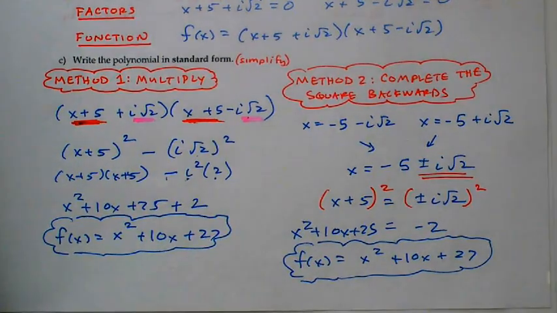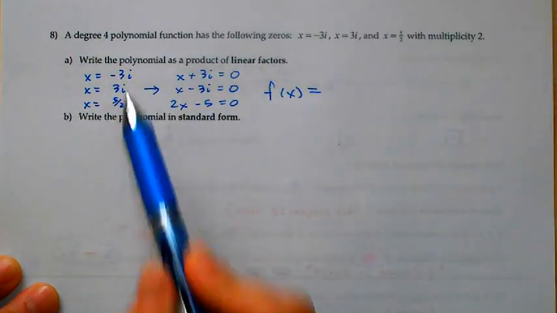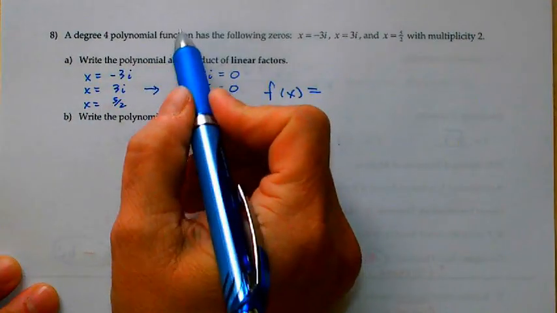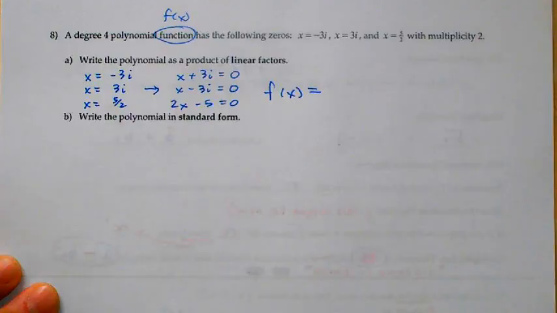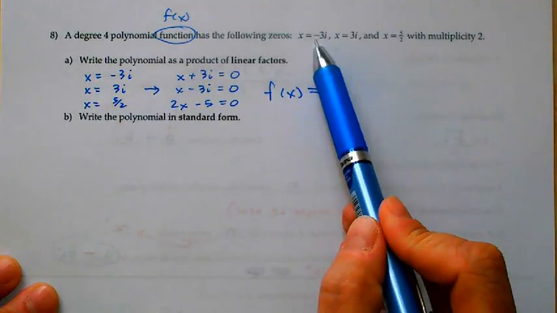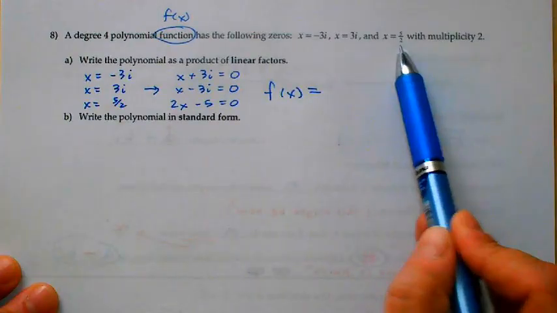Okay, let's see what the next problem entails. And as we take a look at it, we are trying to write a degree 4 polynomial function. Don't forget the f of x at the end. And we're going to try to create it to have the zeros negative 3i, positive 3i, and then 5 halves with a multiplicity of 2.